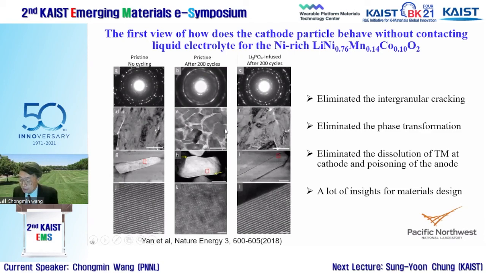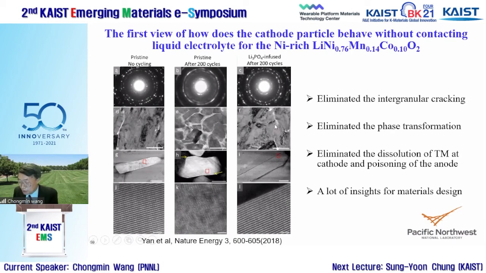Now, if you put lithium phosphate, for example, to block the grain boundary, liquid will not penetrate along the grain boundary. That's what's really going on. You see the diffraction as a primary one. After you cycle the battery, it still remains very sharp.